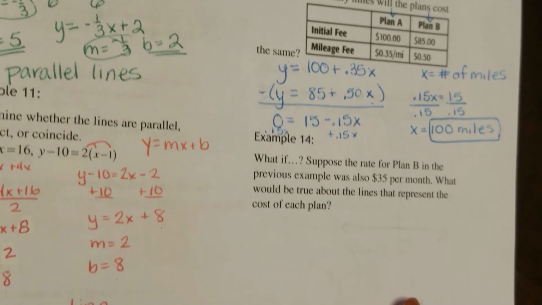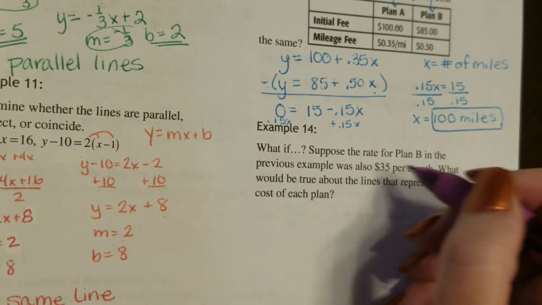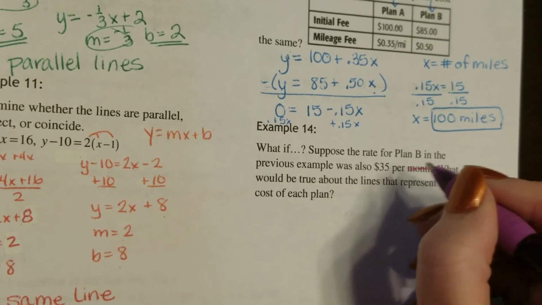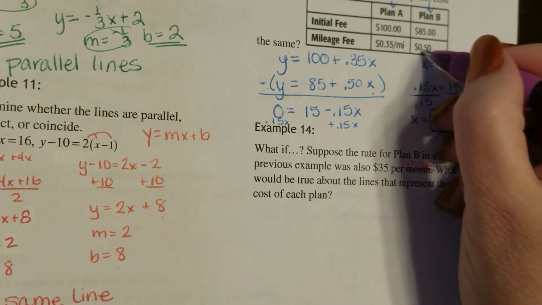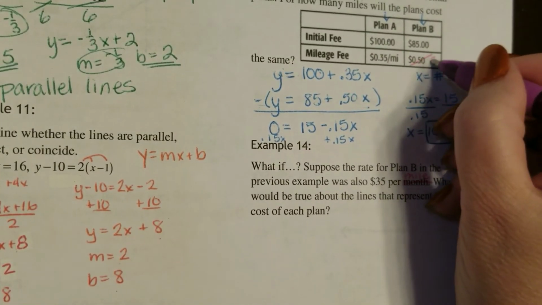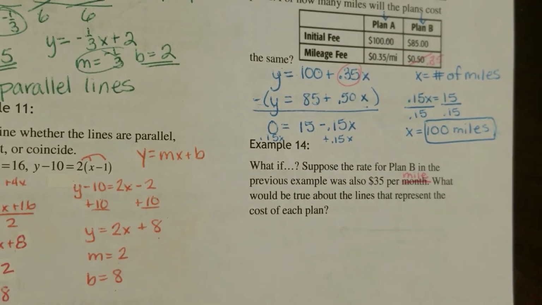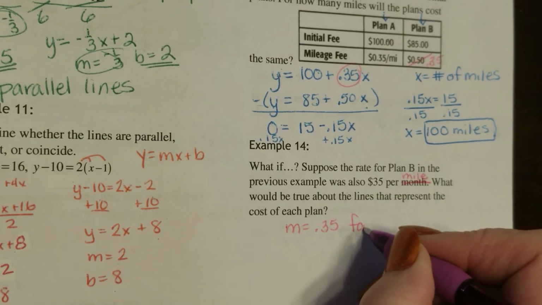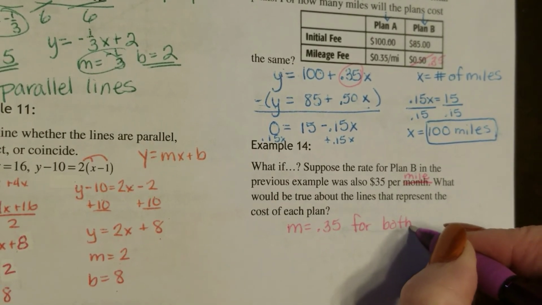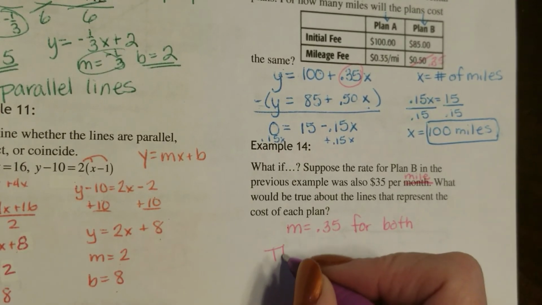Now you come down here, it says, what if, suppose the rate for Plan B in the previous example was also 35 cents, and it's going to be per mile, not month. So suppose this one, if you come up here, was also 35 cents. Well, that's the number that was in front of x. That's our m. So if m was 0.35 for both equations, then they would be parallel lines.